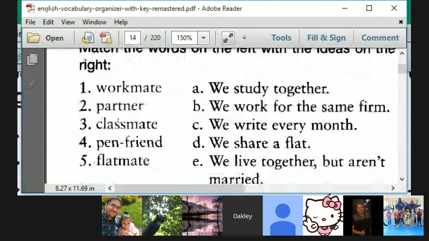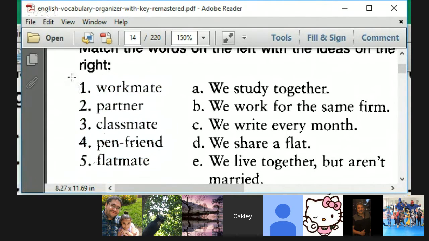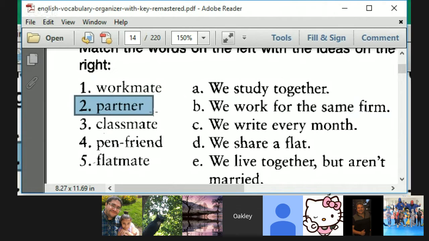And here's even more. What do these words mean? Talking about friends and people that you're associated with. A little mix and match here. Sam. All right. Workmate. Work for the same firm? That's it. Workmate is the same as coworker, which I was just talking about. Americans tend to say coworker, and Brits tend to say workmate. That's it. We work for the same firm. Okay. Very good.